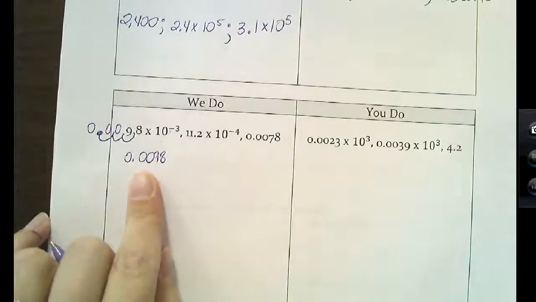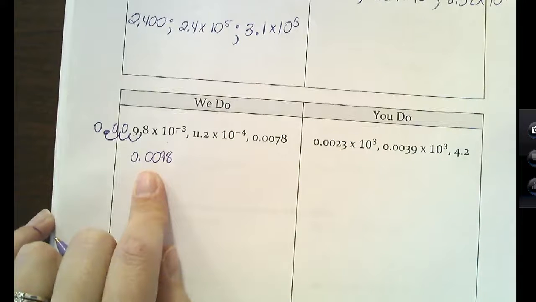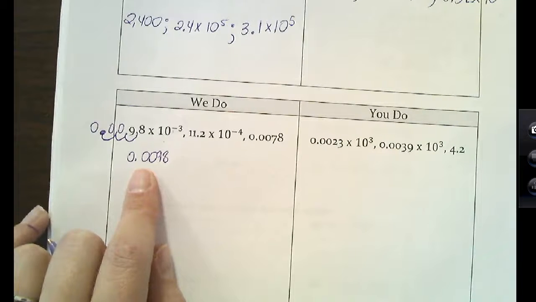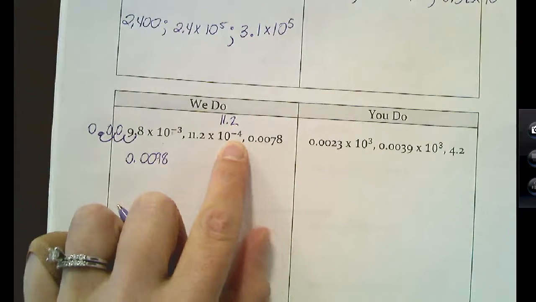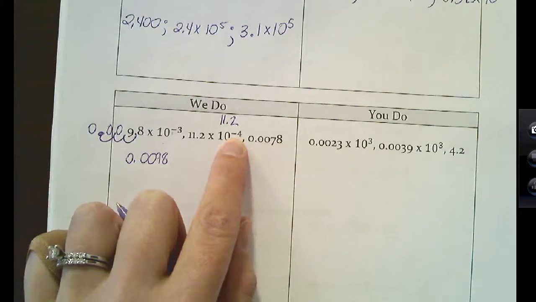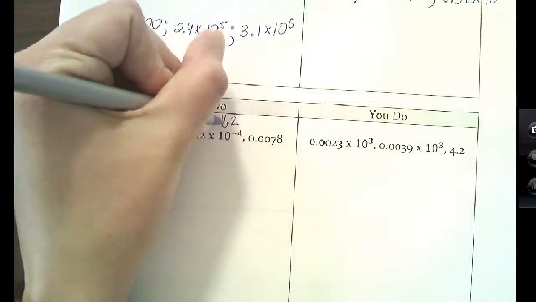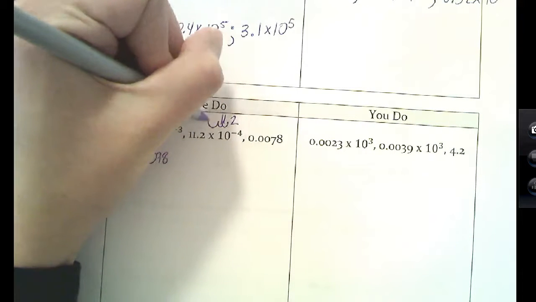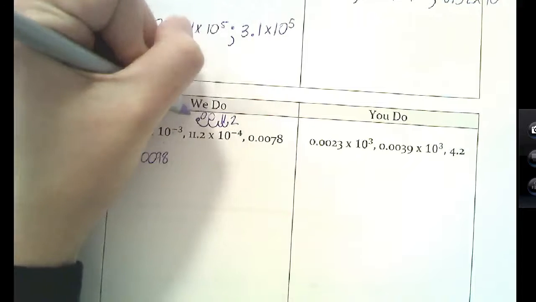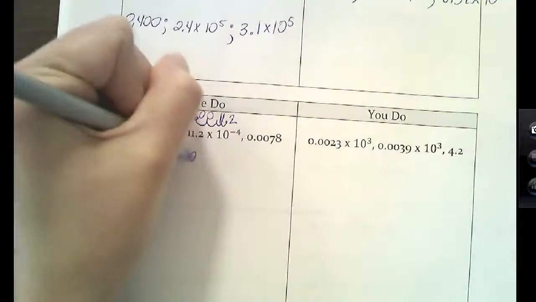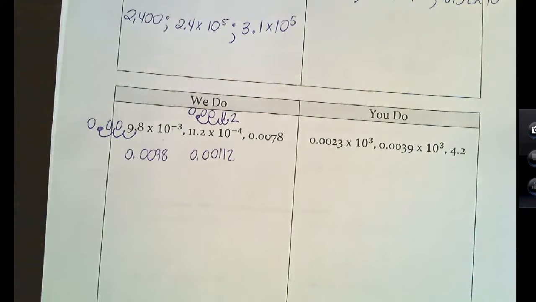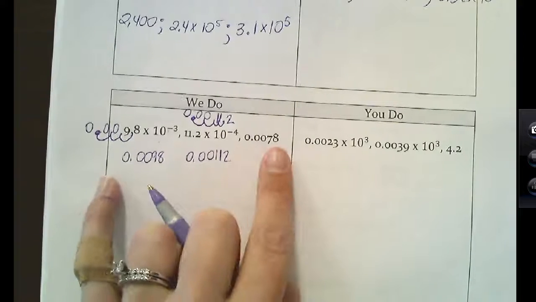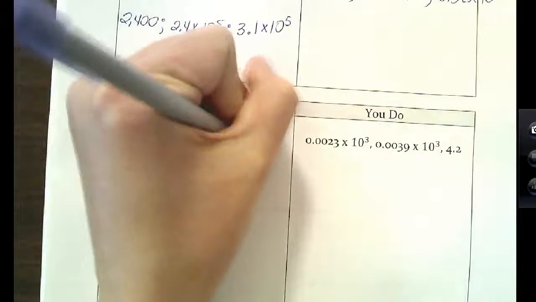for that one. Now for this next one, I have 11.2 times 10 to the negative fourth power. So how many places am I going to move my decimal this time? 4. So I'm going to go 1, 2, just get past the ones, 3, 4. So I get 0.00112. And this last one, do I have to do anything to it? No, it's just 0.0078.